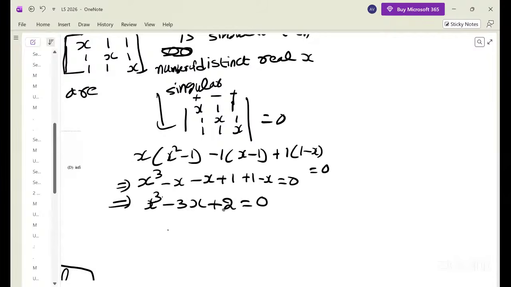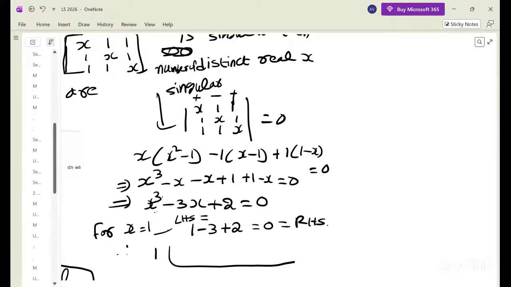How to get the roots? Inspection method. Inspection method means for x equal to 1, we keep on substituting until we get 0 equal to 0. So what we observe is 1 minus 3 plus 2, LHS. Put x equal to 1, this is 0, which is same as RHS. Therefore, x equal to 1 is 1 root.